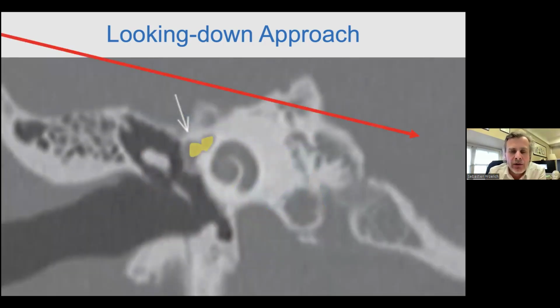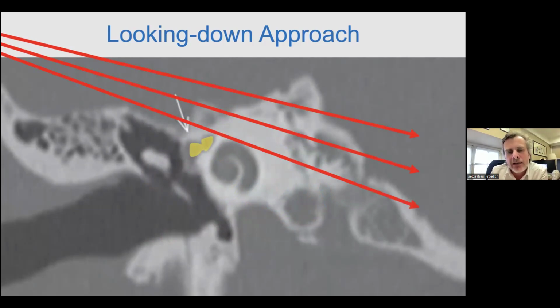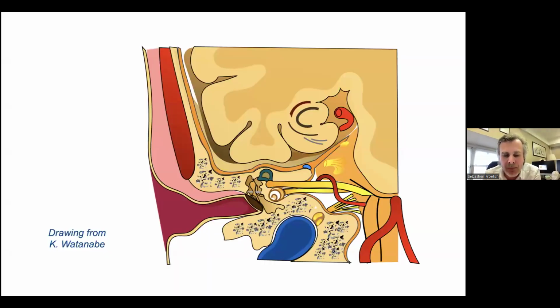This is a picture to show you that with a little bit of drilling, with more drilling laterally, and with drilling that proceeds until you reach the geniculate ganglion, you see that the more you drill laterally towards the cochlea and geniculate ganglion, you can have access down lower in the posterior fossa.